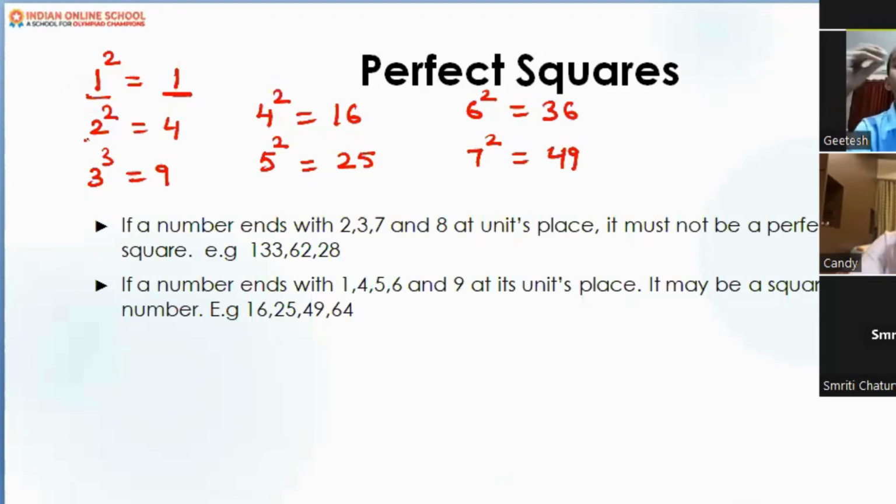Correct? If a number ends with 2, its square ends with 4. If a number ends with 3, its square ends with 9. Here the square ends with 6. Here the square ends with 5. Here it ends with 6, and here it is 9.